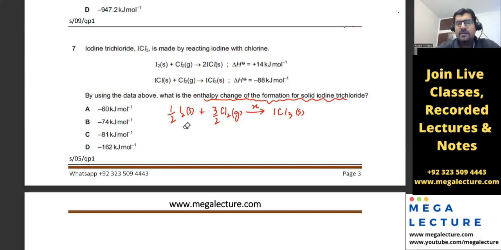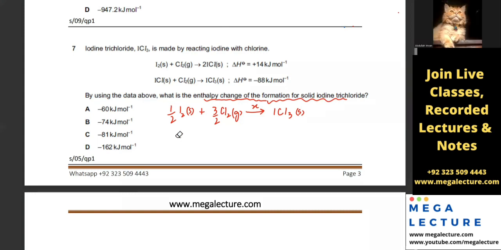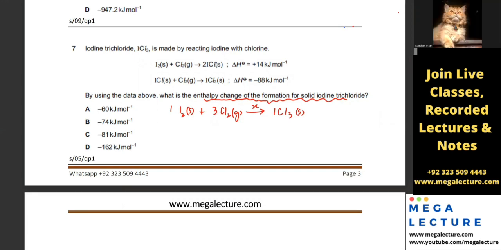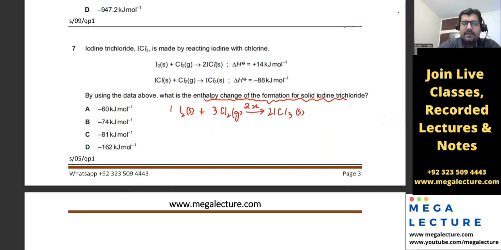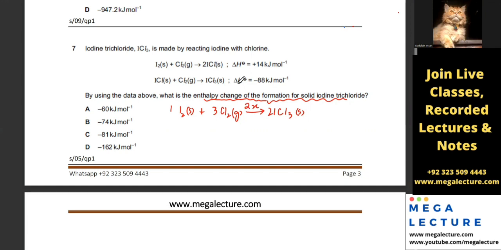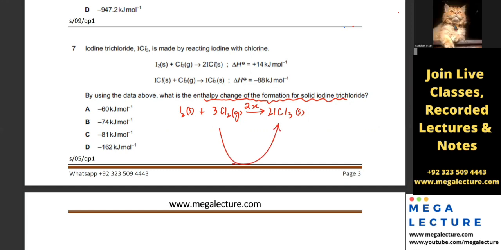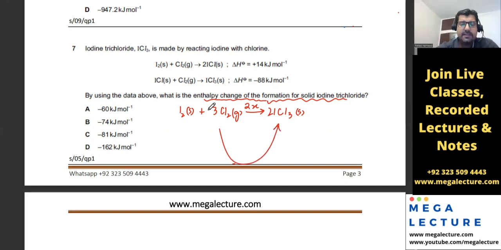But I just don't like fractions, which is why I'm just multiplying everything by 2. So I'm trying to find out double the amount. I'm trying it for 2ICl3, so this would become 2x. So I'm trying to find 2x. Basically Hess's law is one path is equal to the other path. So I just need to figure out what this other path is. If the enthalpy change of this other path is found out, I'll be able to figure out the enthalpy change of this particular path.